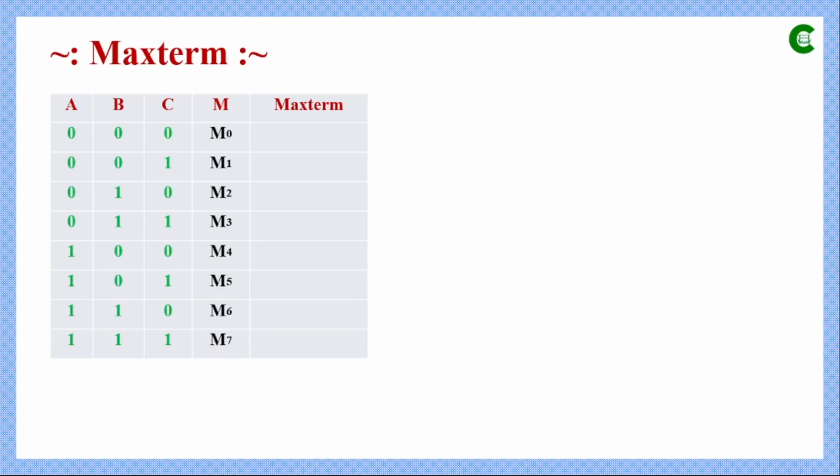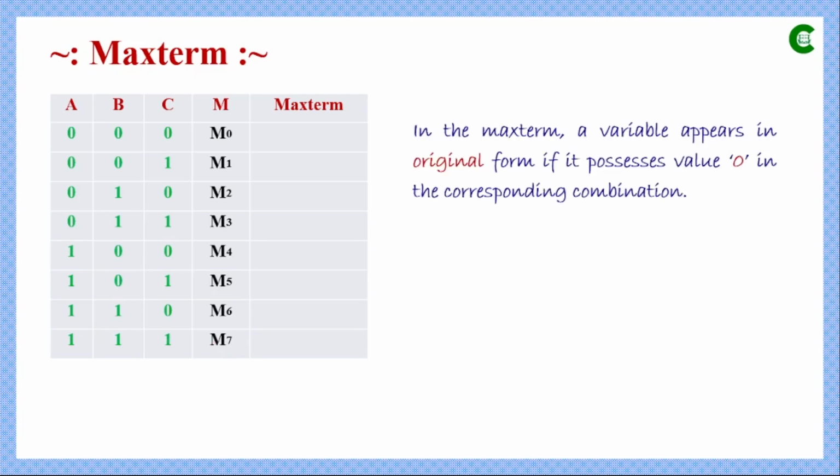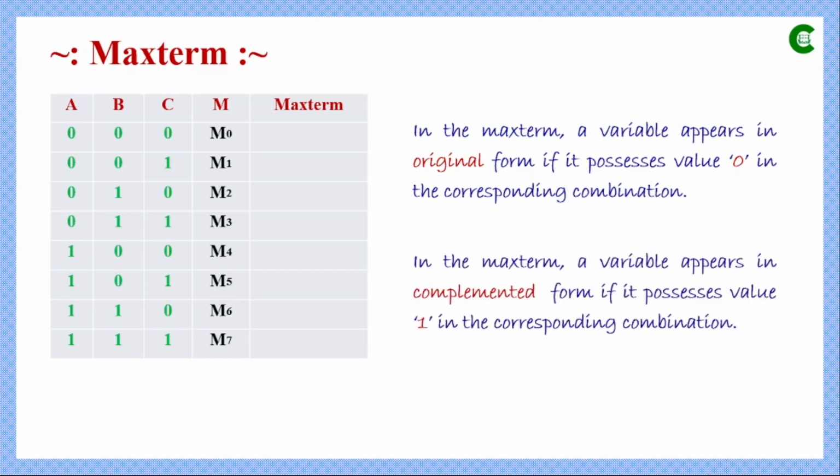Now, how do the max terms look? In case of max term, again there is a difference. In the max term, a variable appears in original form if it possesses value 0 in the corresponding combination, and a variable appears in complemented form if it possesses value 1 in the corresponding combination. In case of min term, the scenario was opposite. So in case of max term, what is the rule? If a variable appears in original form, then it possesses value 0.